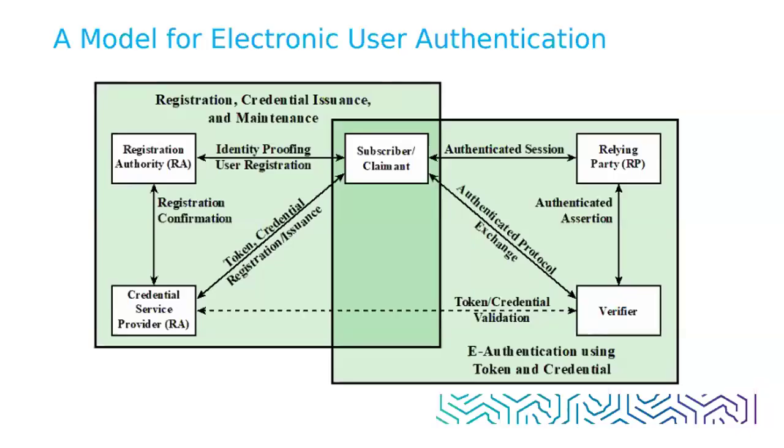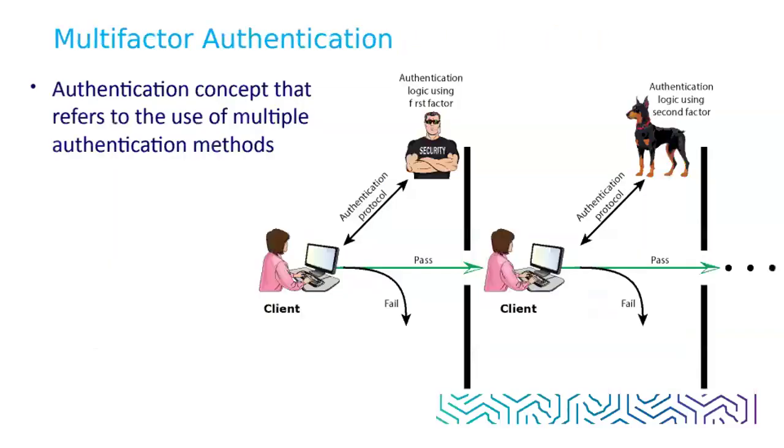The NIST authentication model explains how trusted organizations work together to verify a user's identity. The registration authority verifies the identities. The credential service provider issues the credentials. The claimant requests authentication. Then the verifier checks those credentials, and the relying party grants access based on the verification results. After that, we have the concept of multi-factor authentication.